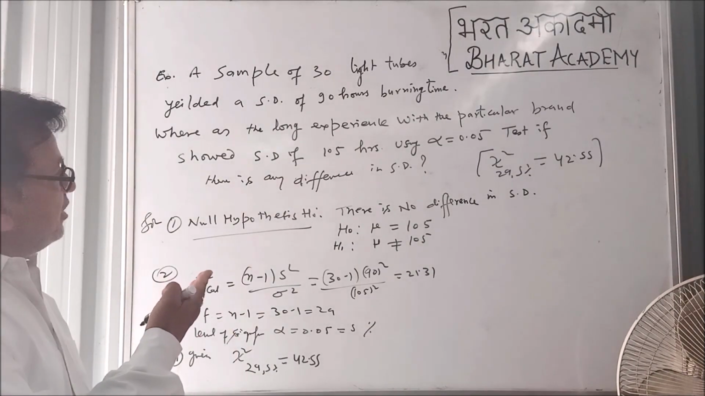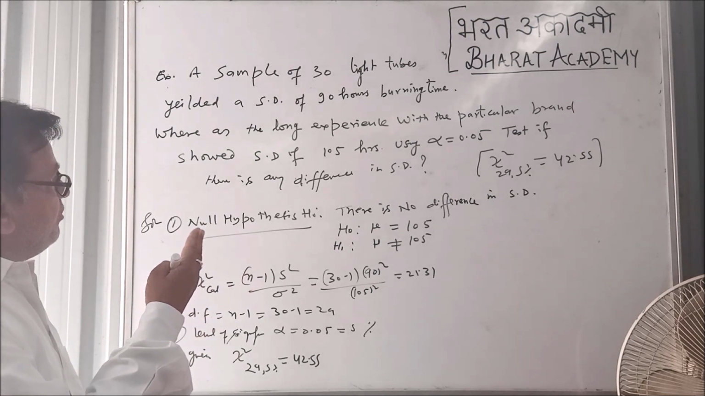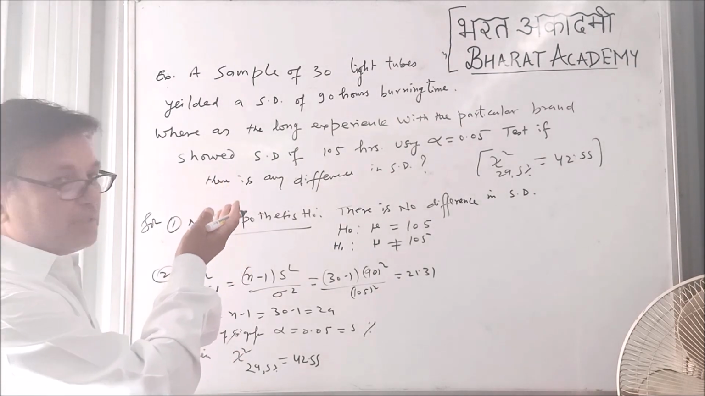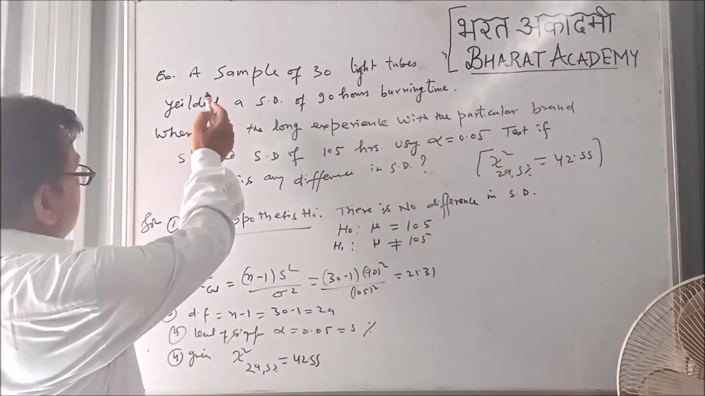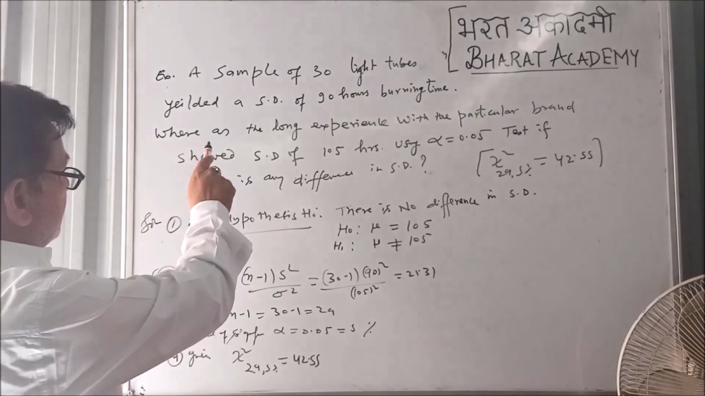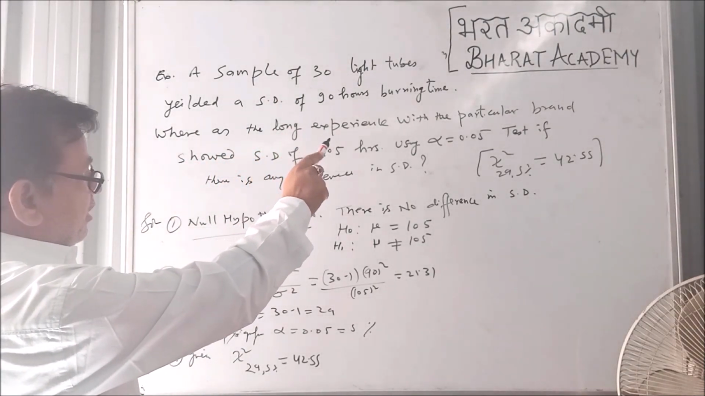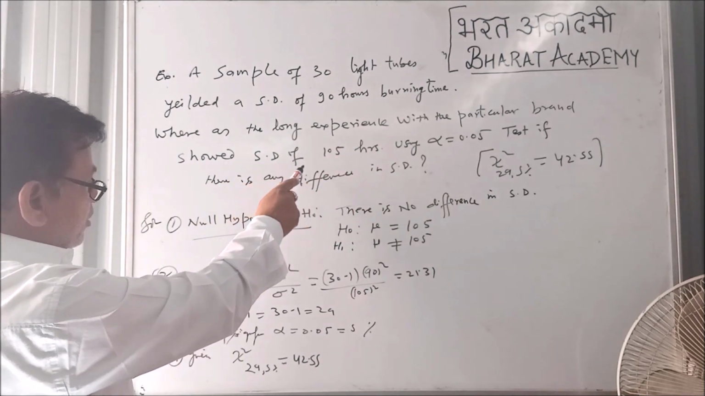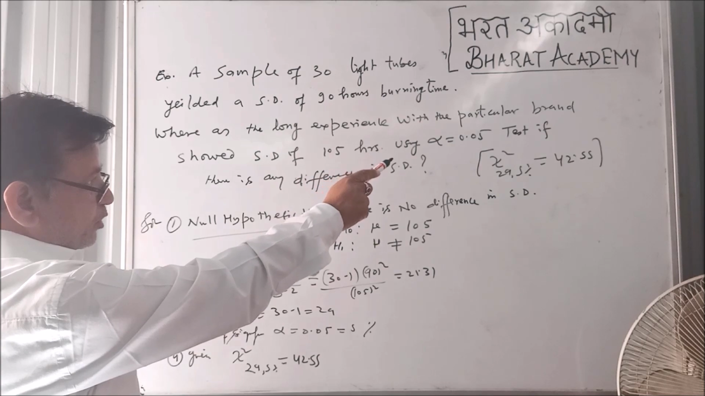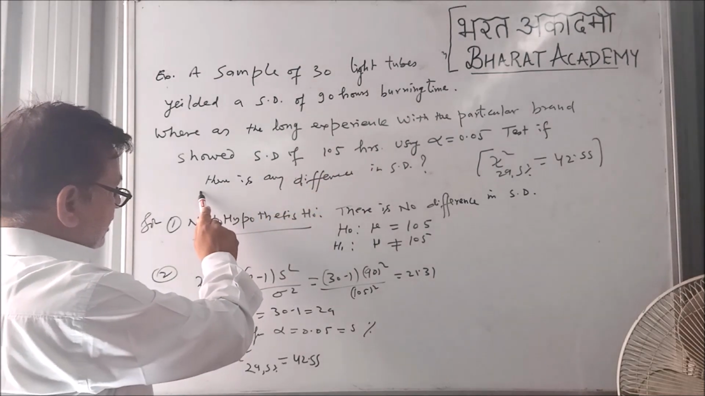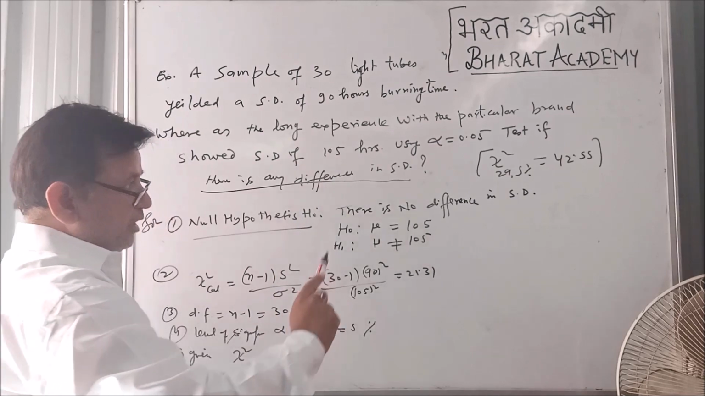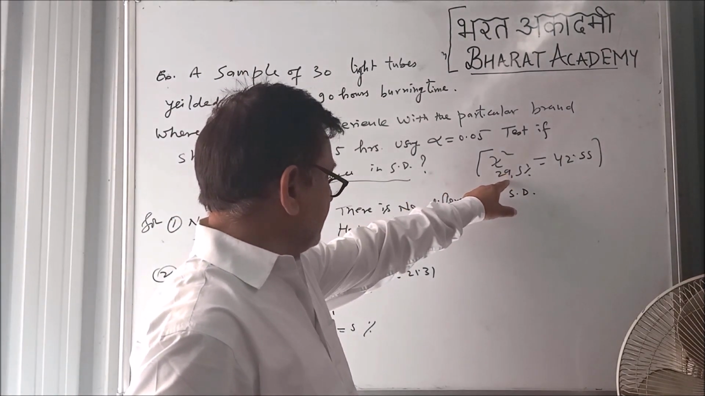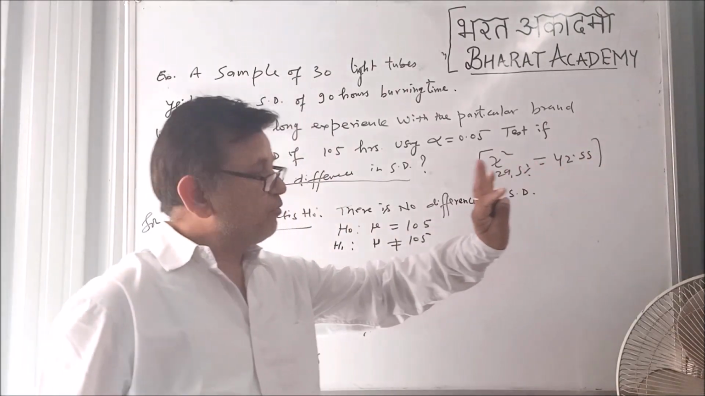Now we take an example based on the chi-square test for homogeneity. A sample of 30 light tubes yielded SD of 90 hours burning time, whereas the long experience with a particular brand showed SD of 105 hours. Using alpha equal to 0.05, test if there is any difference in SD or not. And this is given in your question: the table value of chi-square at 29 degrees of freedom and 5% is 42.55.